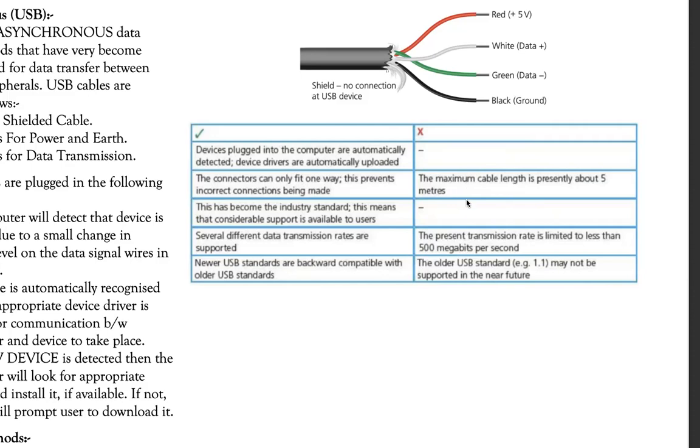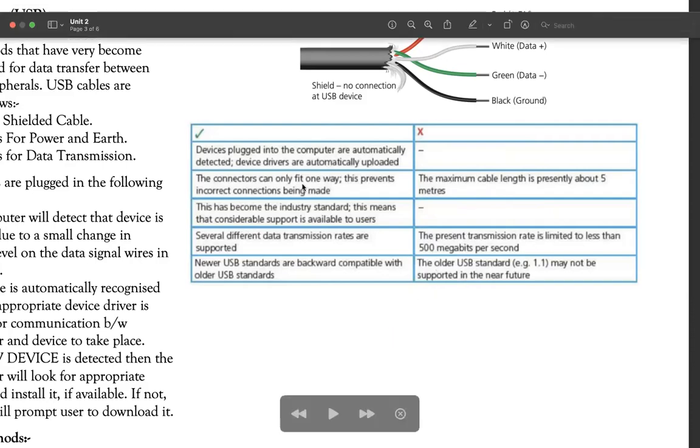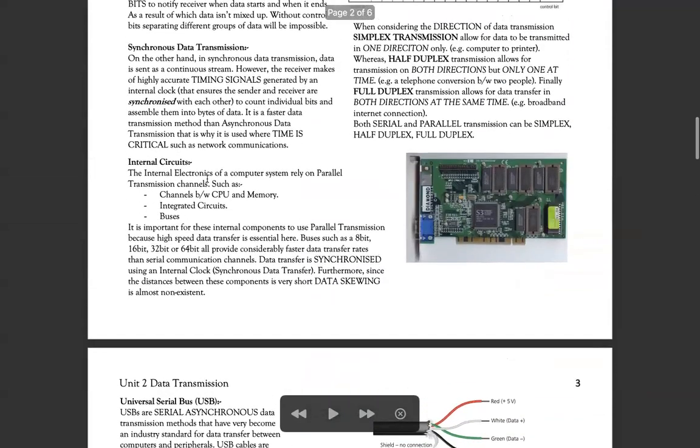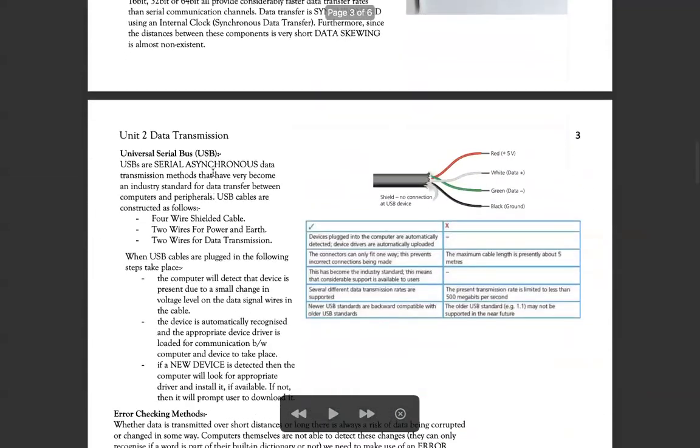The problem is that cable length is still at most 5 meters right now, and data transmission rates are a problem. They're not the same as parallel data transmission. And finally, right now we see a sudden shift towards Type C devices. Type C devices just look different. It is USB, but it is Type C. So it means that in the future, Type A devices may be completely phased out. If you have a collection of type A devices, they might not be relevant in the near future. So these are the differences between parallel circuits and universal serial bus.